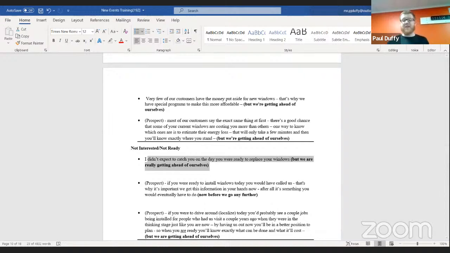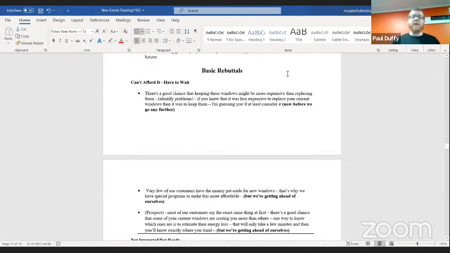This is another rebuttal that you can use. "Mr. Jones, of course, if you were going to install the windows today, you would have called us. That's why it's important that we get the information in your hands now, though. After all, it's eventually something you're going to have to do. And again, the quote's locked in for 1 full year, sir. So whether you decide to do it now or not, you have the information locked in." Something like that. Get back to the script. Very simple.